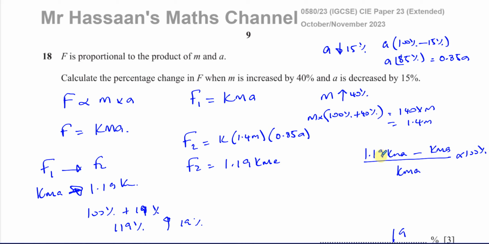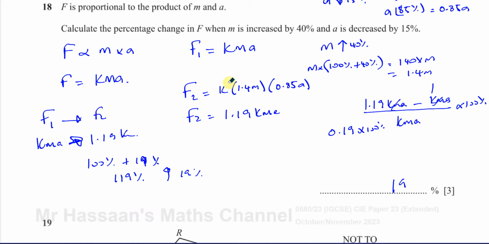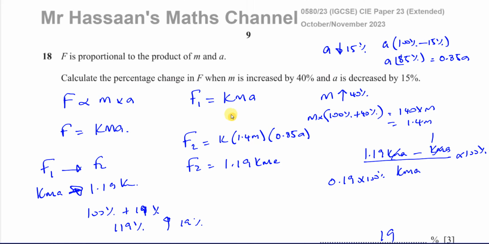So you can see the KMAs will cancel out. They're common factors. So you're left with 1.19 minus 1, which is 0.19, times 100%, which is 19%. So the answer in the end is 19%. So there's the answer to that question. It's kind of a mixture between variation and percentages. So that completes question number 18 from this paper.